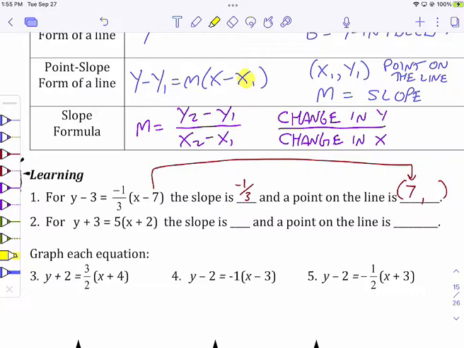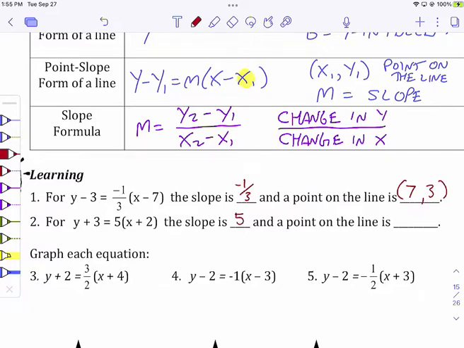So it's x minus whatever x1 is. So if I plug 7 into that, it would say x minus 7. So that x is 7. And then you guys yell out, what's the y number? 3, okay? Again, if it's a -3, you write +3.